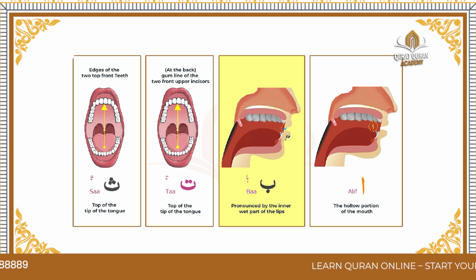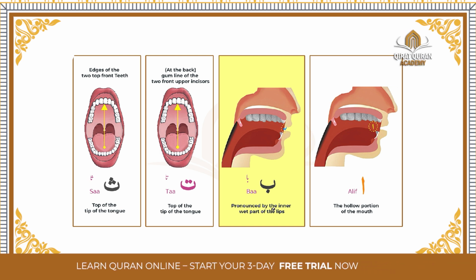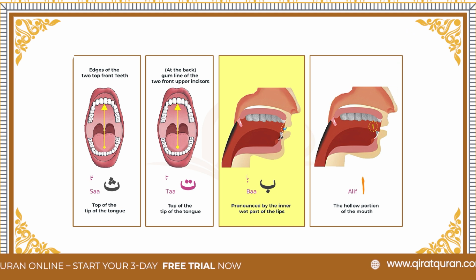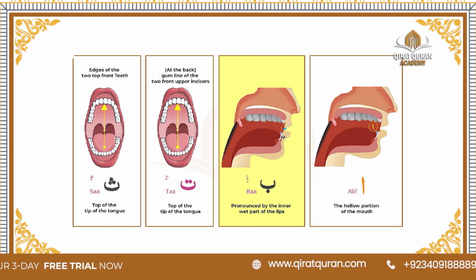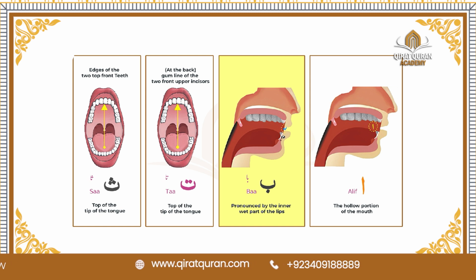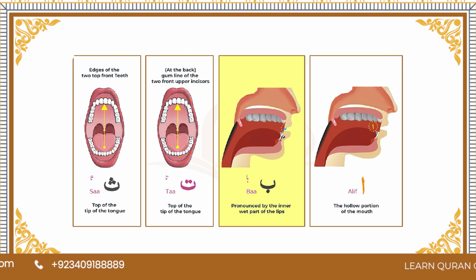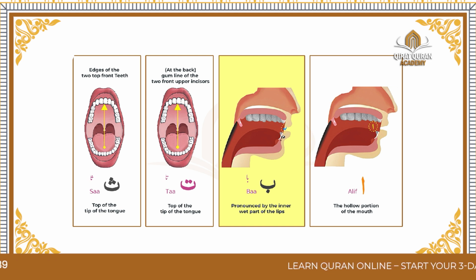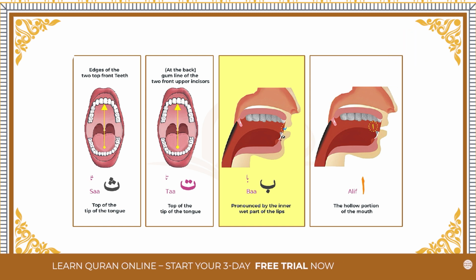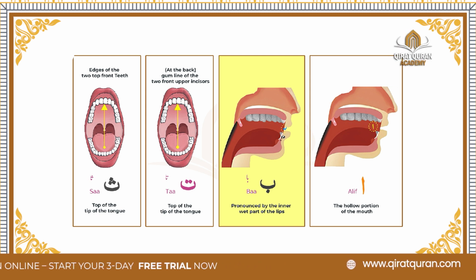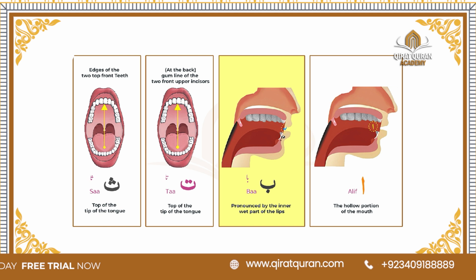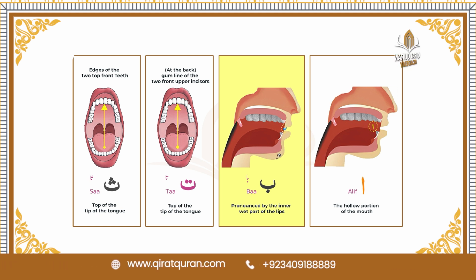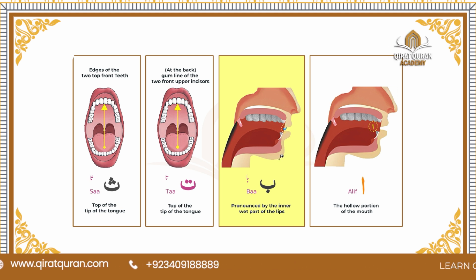Ba, as it's written there, pronounced by the inner wet part of the lips. So inner side of the lips, you have to connect the inner parts of your lips, and that's how you have to pronounce Ba. Try to read it. Ba. Okay, so that's how you have to pronounce Ba. This is the second letter of the Arabic language.